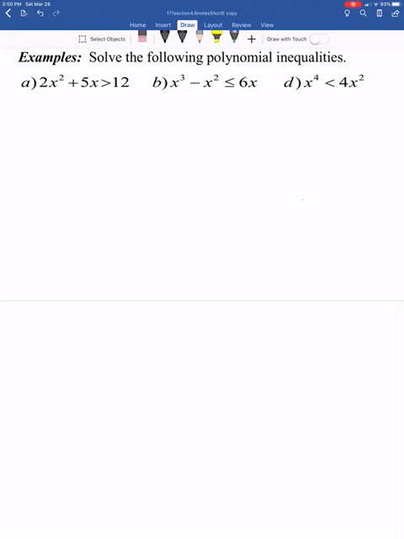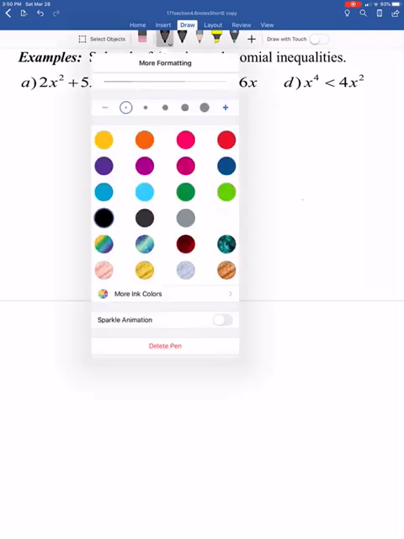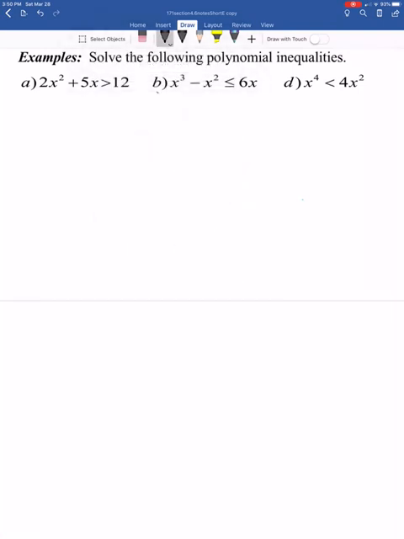Okay, we're going to take a look at solving another polynomial inequality. So we now look here at example B. And in B, we've got a degree 3 cubic polynomial inequality. As we want to solve that, our first step, of course, is to set up the related equation and solve it. So we want to find the critical values.